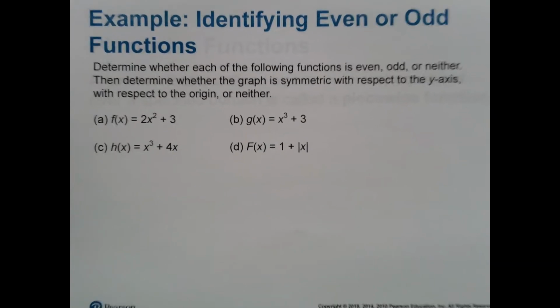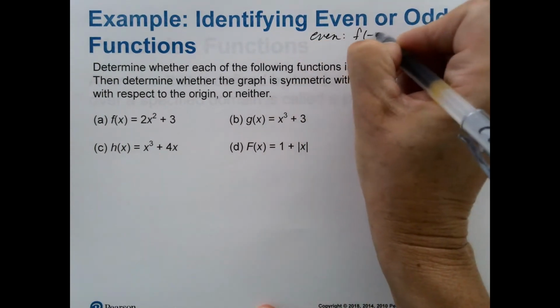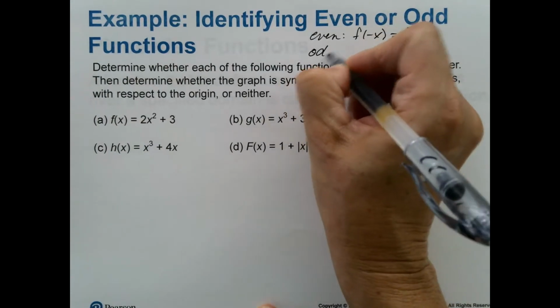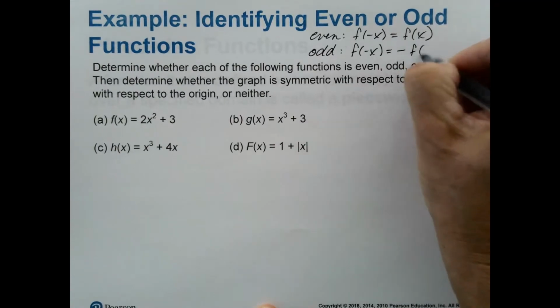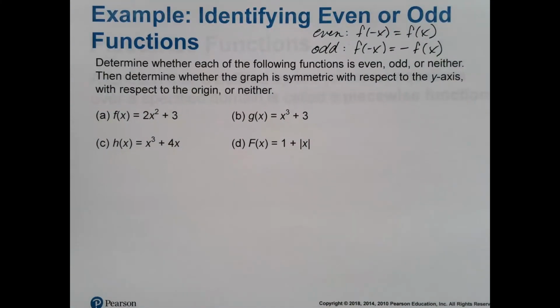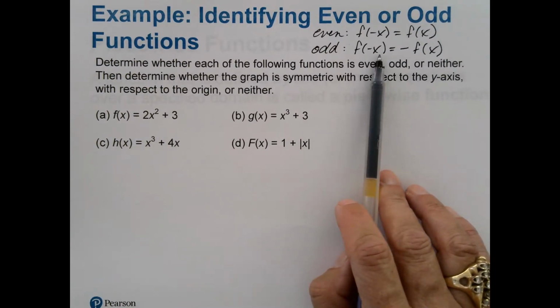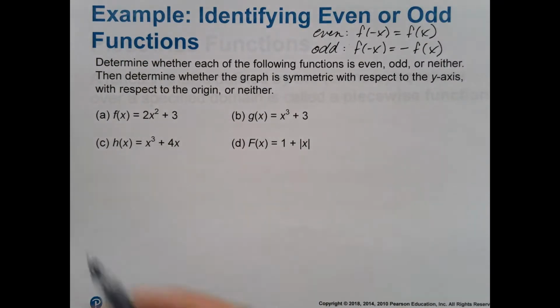Functions don't have to be even or odd. They can be neither. So if you don't get one of those two cases, then the function would be neither. So remember, we have even if f of negative x is equal to f of x, and we have odd if f of negative x is equal to negative f of x. So those are our two checks. You start with the same thing: plug in negative x. We're going to see if either one of these two conditions hold after simplification.